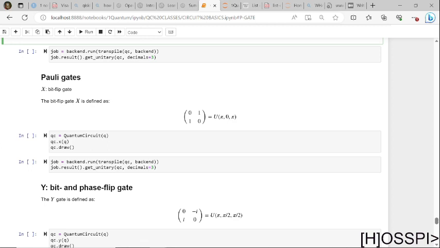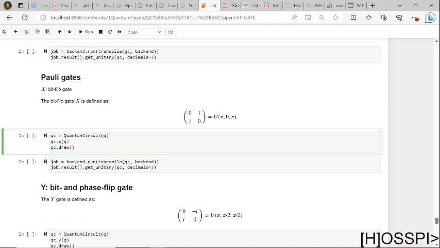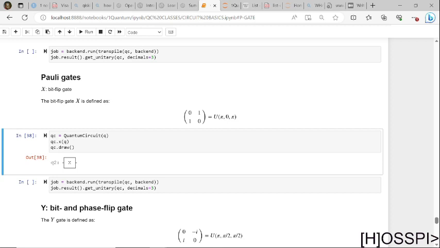So that's when you are flipping your gate. That's the Pauli gate, and under the Pauli gates we still have Y also. Let me run this. When you are running this and drawing it, this is what is going to come out. You have QC is equal to QuantumCircuit 1, and we have QC.x. You call the X gate that you are talking about, but that's a bit flip.